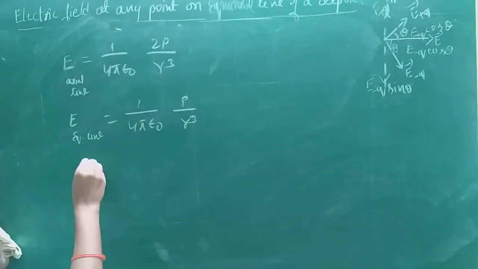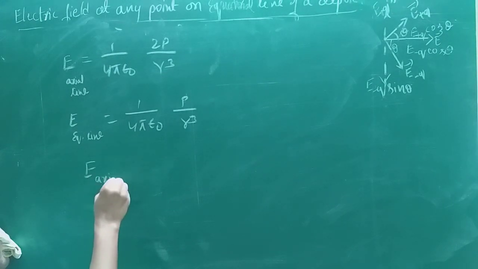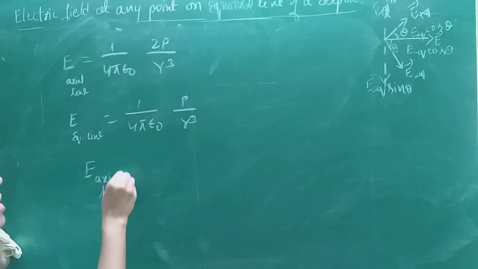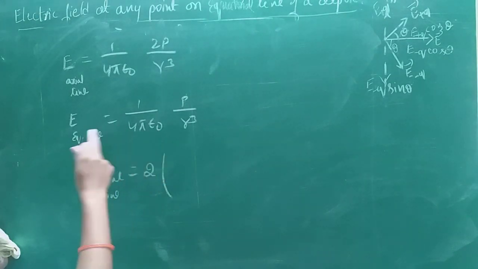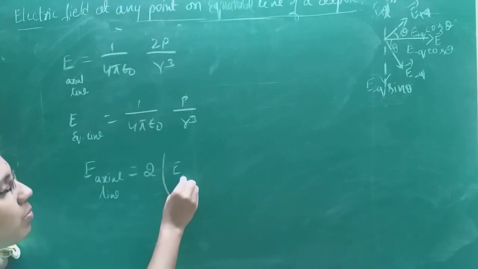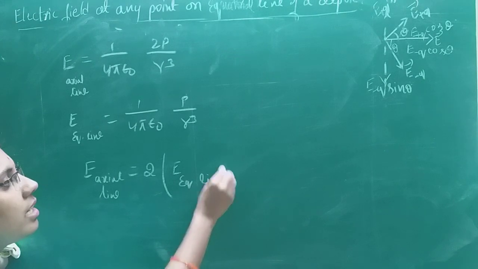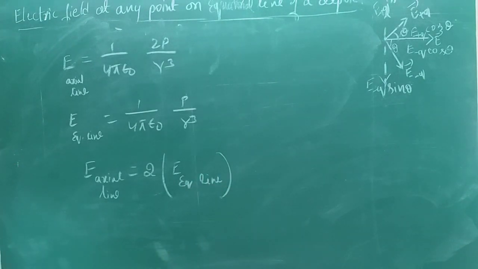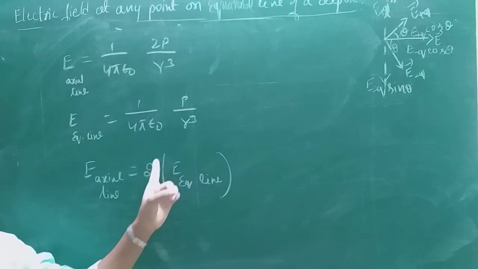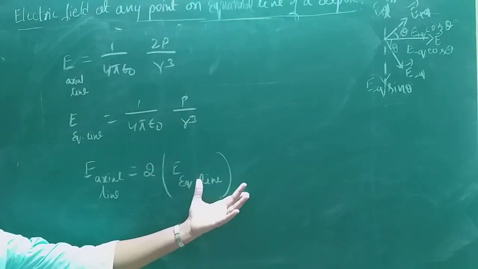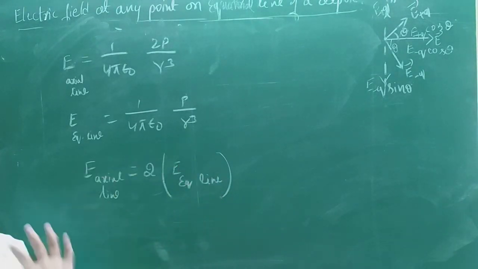Now consider this equation. The electric field at any point on the axial line can be written as, taking this 2 to this side, 2 into 1 by 4 pi epsilon naught p by r cube, which is nothing but twice the electric field at any point on the equatorial line. That means, magnitude wise, for the same dipole, the electric field at any point on the axial line is always equal to twice the electric field on the equatorial line.